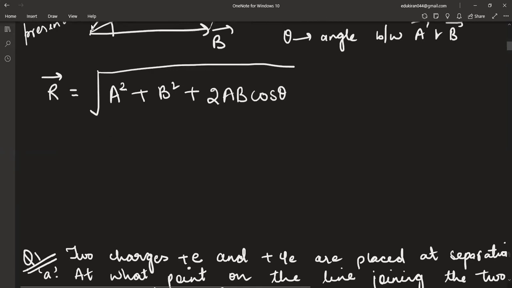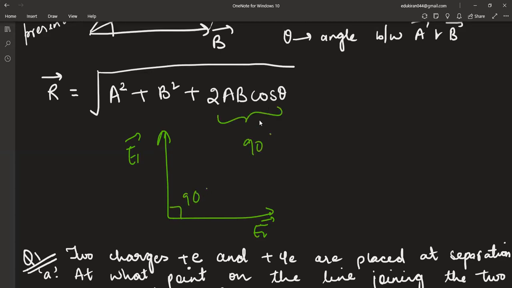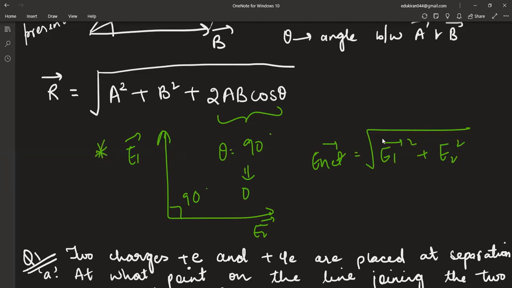If just in case anywhere you have 90 degrees, let's say electric field 1 and electric field 2 are making 90 degrees. Since theta is 90, cos 90 is 0. So what will be the net electric field? The net electric field will only be under root E1 square plus E2 square. Why am I making you do this special case? Because this is a very easy case and students waste their time writing the entire portion. So that is better. Just remember it as under root E1 square plus E2 square.